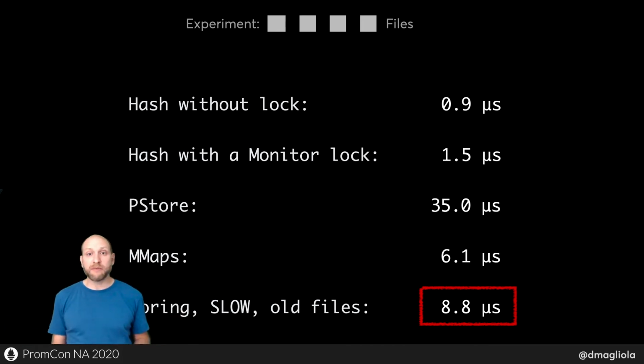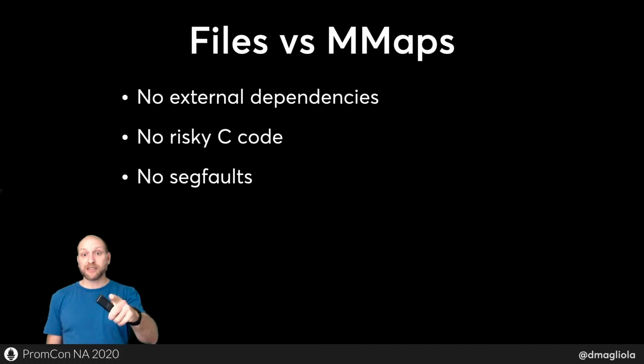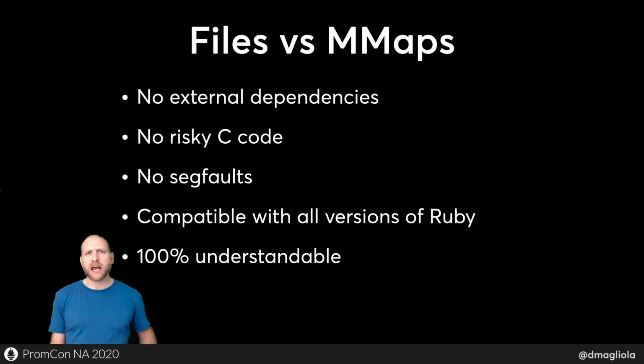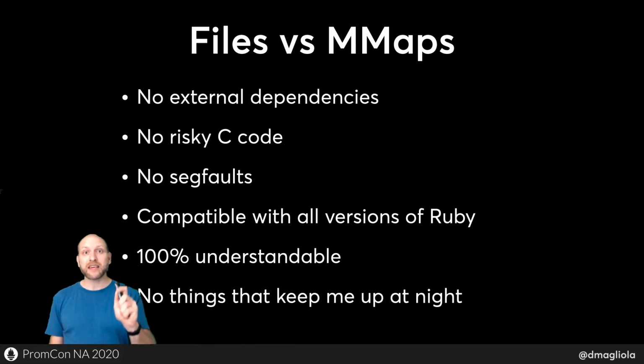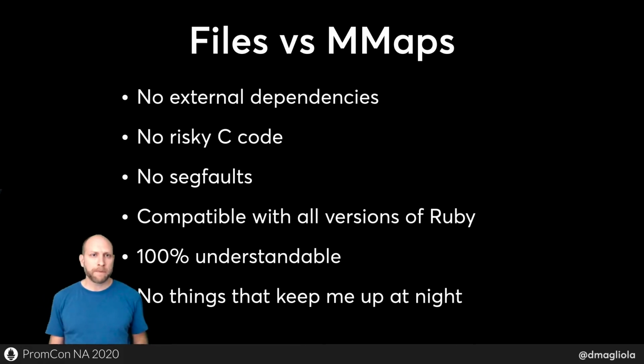And if we compare this to memory maps, we have no external dependencies, no risky C code, definitely no segfaults. It's compatible with all versions of Ruby, which we care about because we want to support JRuby. It is 100% understandable by any Ruby programmer. And very importantly, there's nothing in that code that keeps me up at night. All of this for just 3 extra microseconds? This was a complete no-brainer.